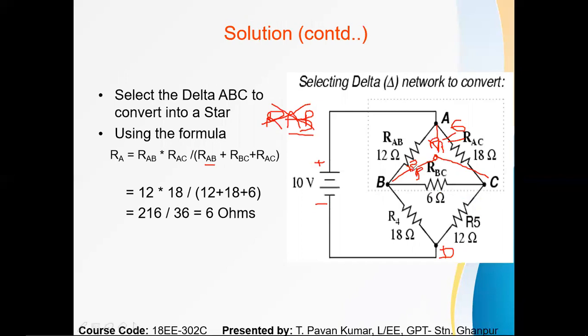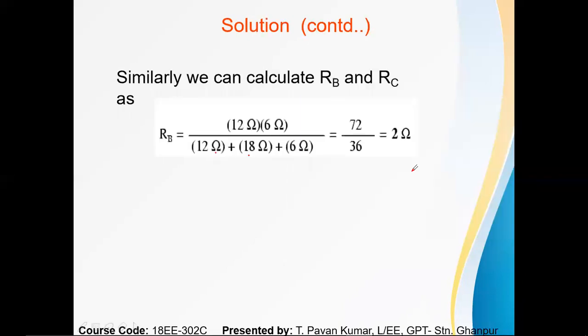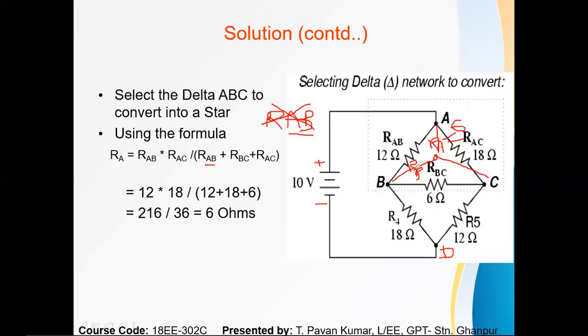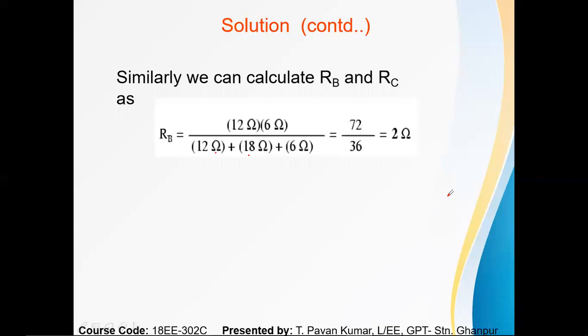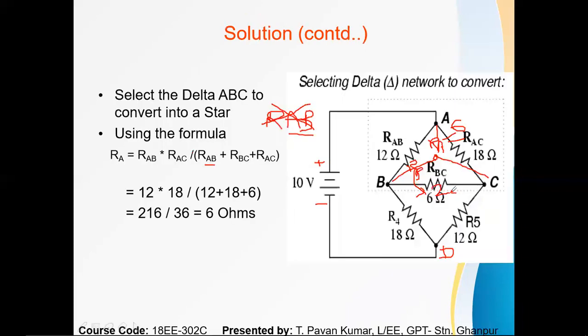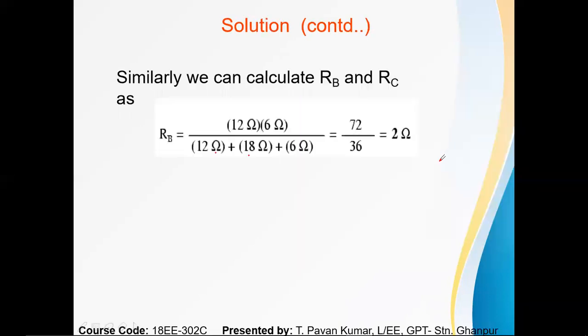Then you will get RB, which is nothing but how much value? 2. Let me write that: it is 2 ohms. Next, what about the RC? RC is nothing but 18 into 6 by 18 plus 12 plus 6.